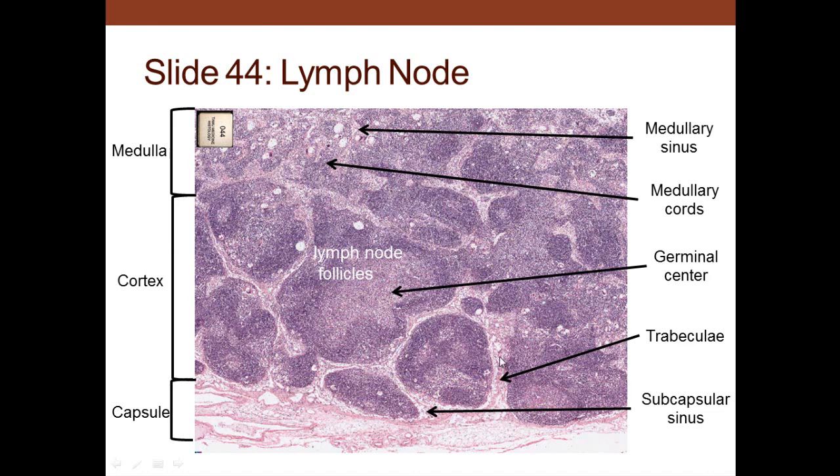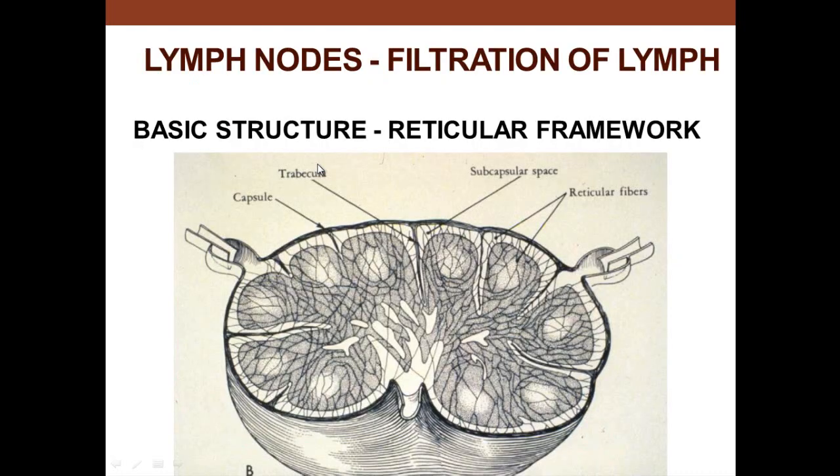And then we have trabeculae, connective tissue trabeculae that project out. We have germinal centers of a lymphoid follicle or nodule, as we might see. And then we have the medullary cords, which are where the cells are. And then you have medullary sinuses in between. So you have cords, sinuses, and blood sinuses, or blood vessels in there as well.